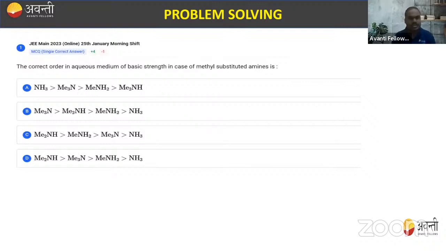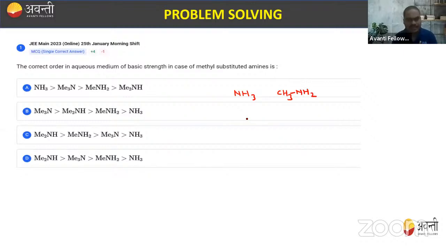Next question is the correct order in aqueous medium of the basic strength. So you have to identify the correct order of basic strength for the aqueous medium, right? We know a very important thing: on which factor does the basic strength depend, right? In this we have ammonia, and we have a primary amine, that is CH3 and NH2.